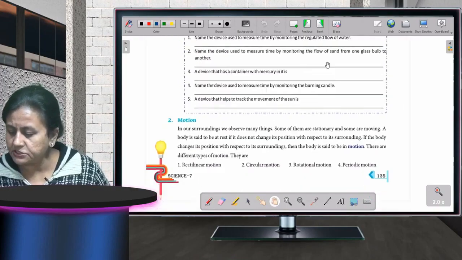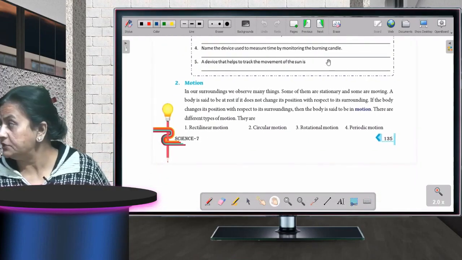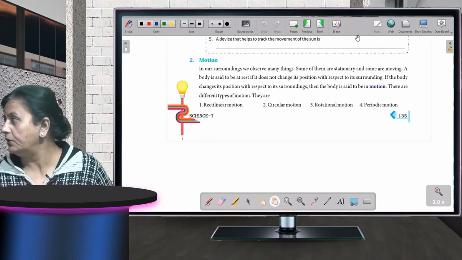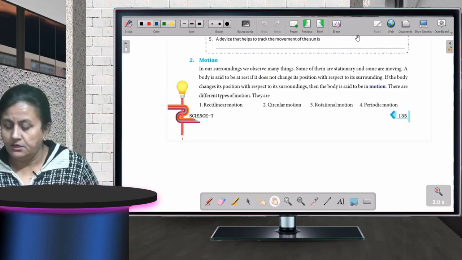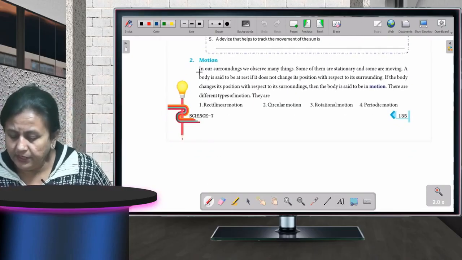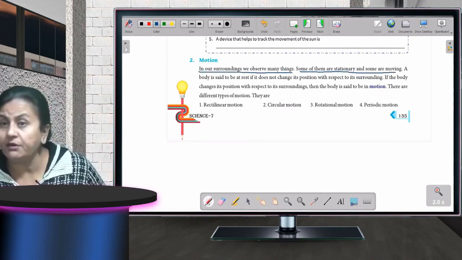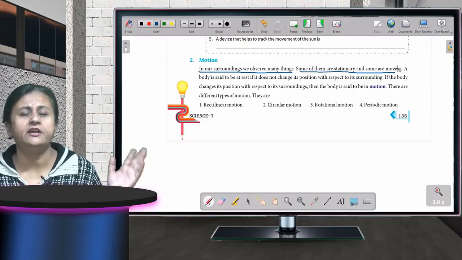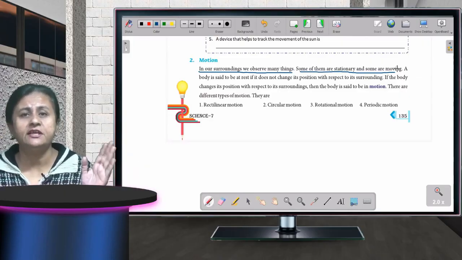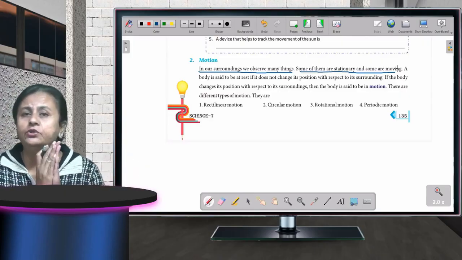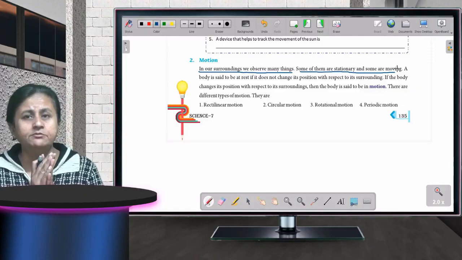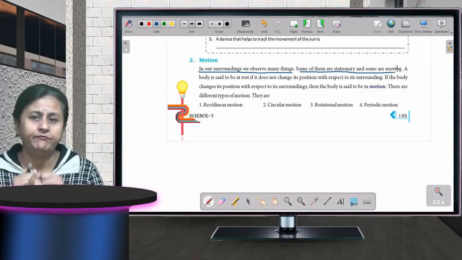Now comes motion. Can you all see on your screens also? Okay. In our surroundings, we observe many things. Some of them are stationary and some are moving. Okay. There are many things around us. Some things are stationary. They do not move at all. And some things keep on moving every time.